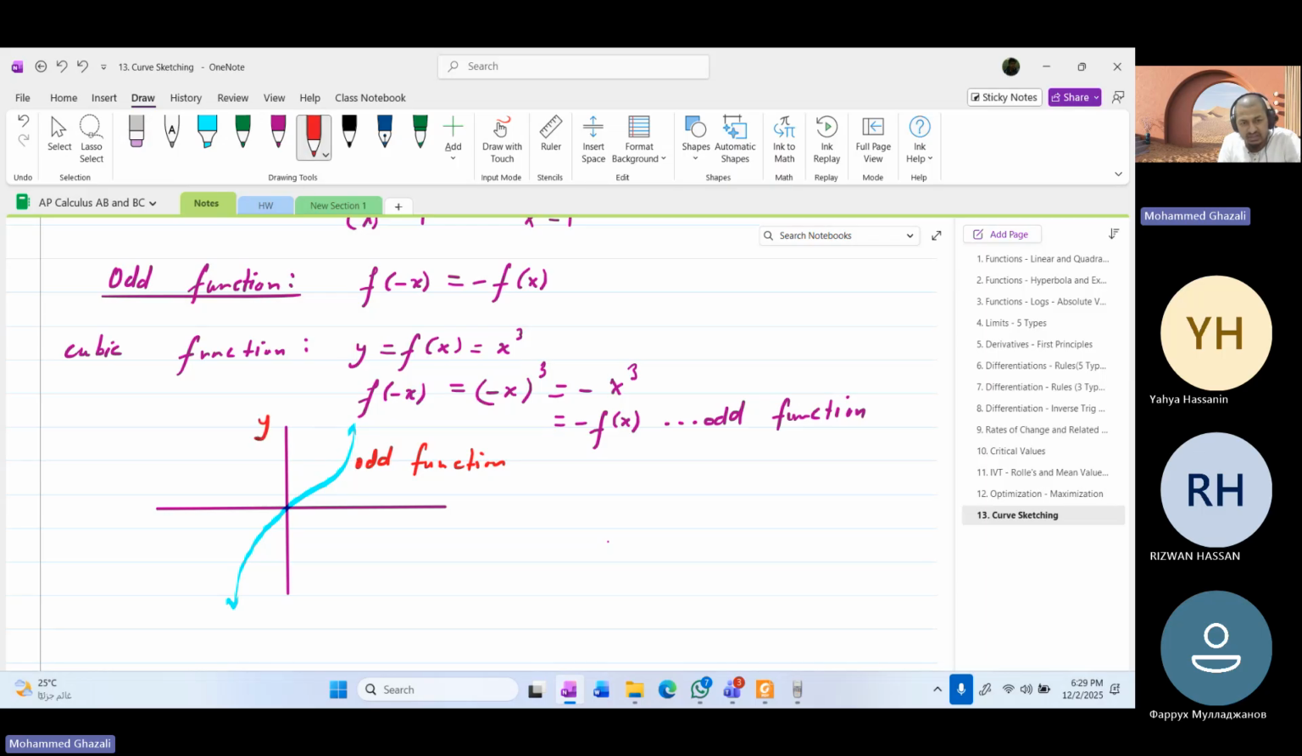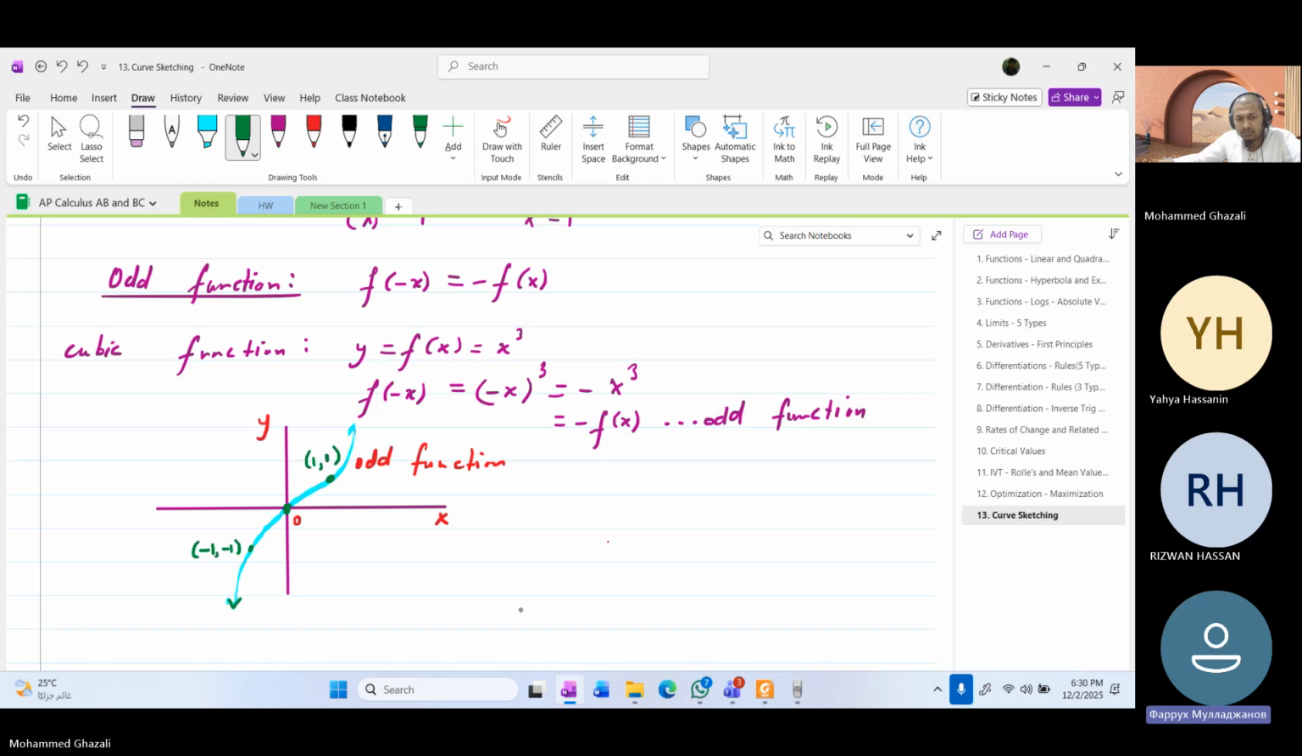Now, this is the y-axis, this is the x-axis, right? And the odd function is basically symmetrical about the origin. See, this is the origin. This piece here will be symmetrical on the origin, and it will become like this. So if you get a point like 1, 1, it's going to be symmetrical on the origin. You'll get negative 1, negative 1. Are we good?